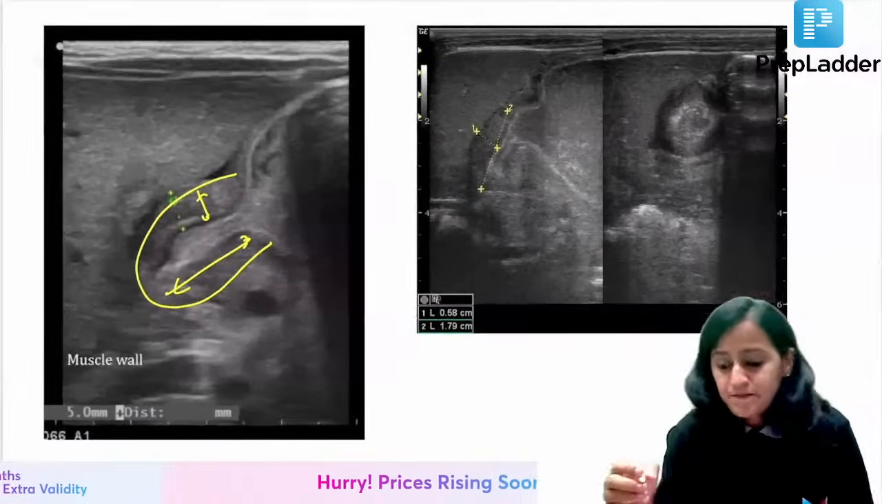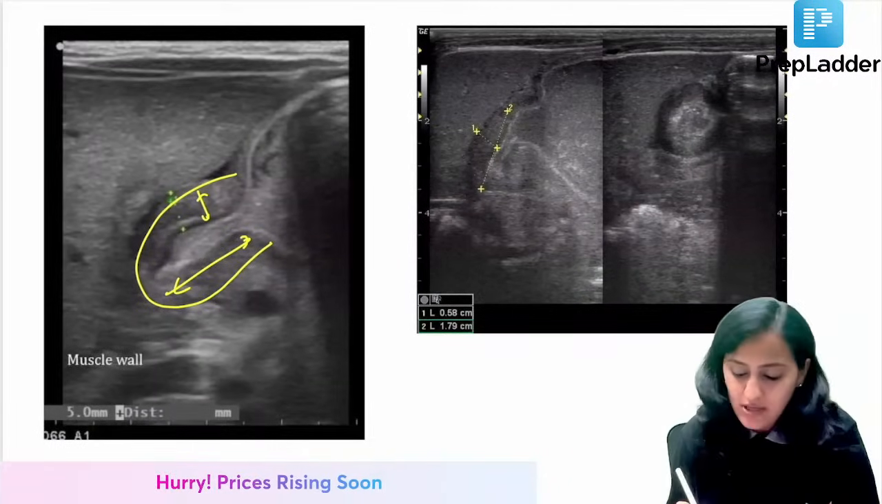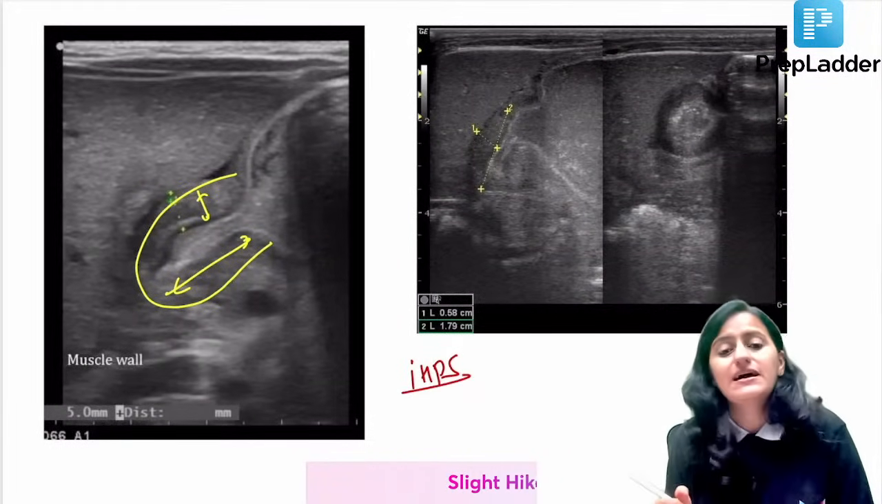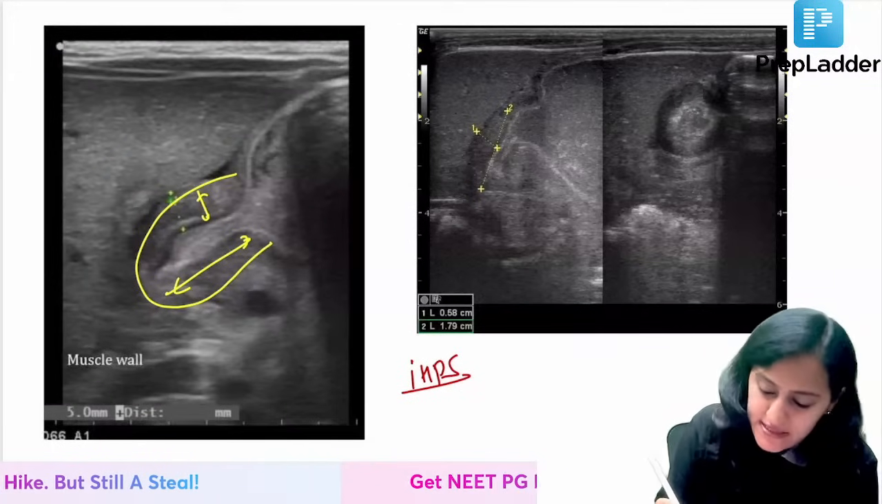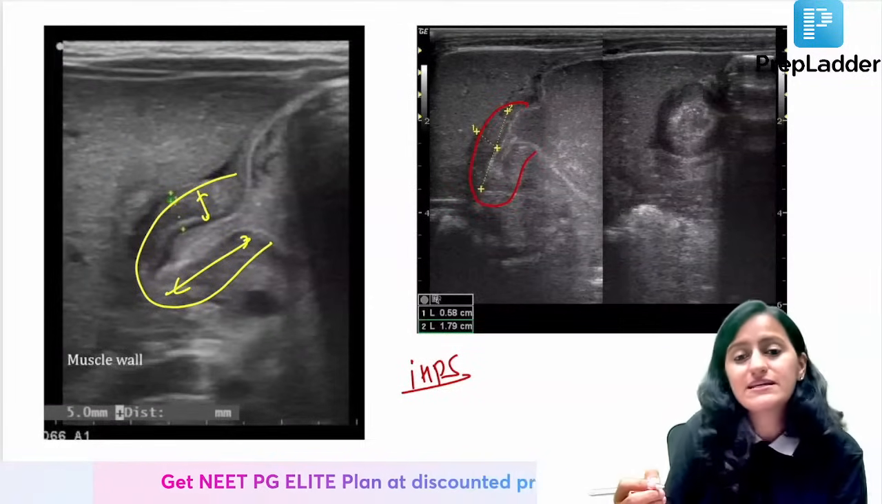So, this is the pylorus showing the thickening along with the elongation. This is IHPS or CHPS, right? Congenital hypertrophic pyloric stenosis. So, this is the pylorus which is elongated and thickened.